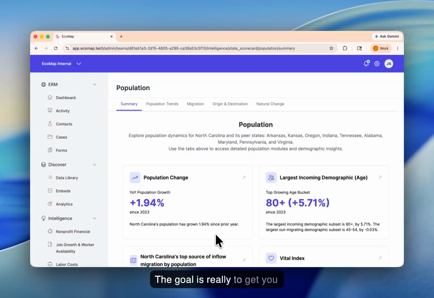The goal is really to get you from data to published narrative in minutes, whether that's a legislative briefing, an annual report, a member spotlight, or a press release. No exports, no reformatting, no lag between the insight and the story.